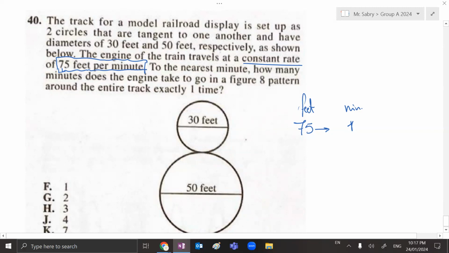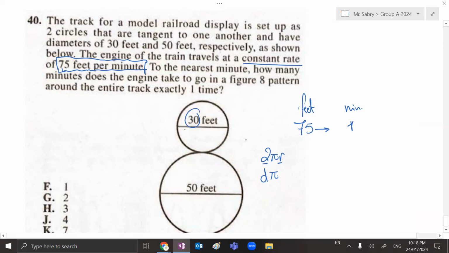So I need to know, if I need to go around the whole shape in a figure 8, so it goes something like this, it means I need to know the entire distance that this train will travel. So let's say this train started here. When it goes around a figure 8, it will go around this circle entirely once, and the bigger circle entirely once. Which means I basically need to get the circumference of the small circle and the circumference of the big circle. The circumference is found by 2 pi r, 2 times r, meaning 2 radii, meaning the diameter.